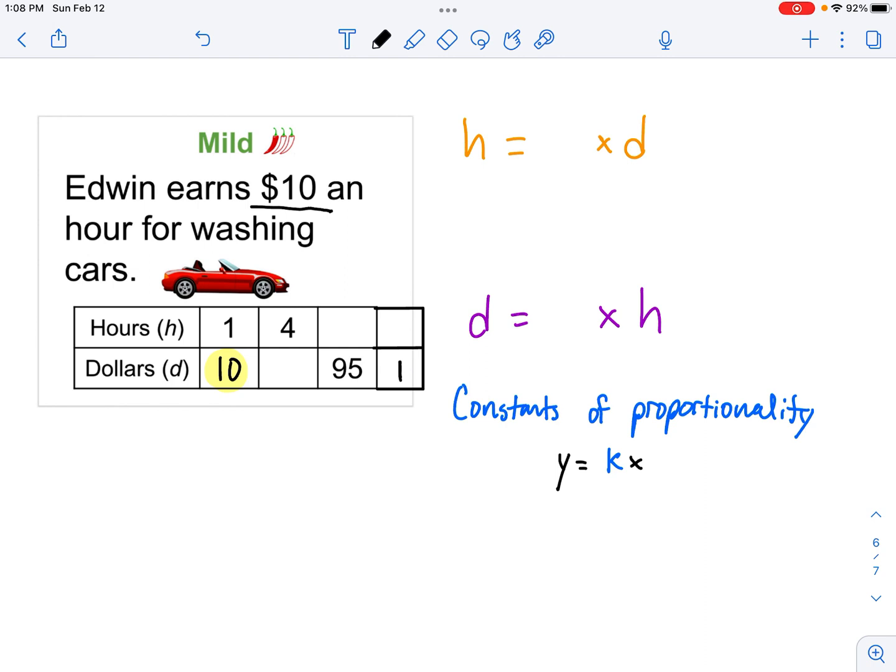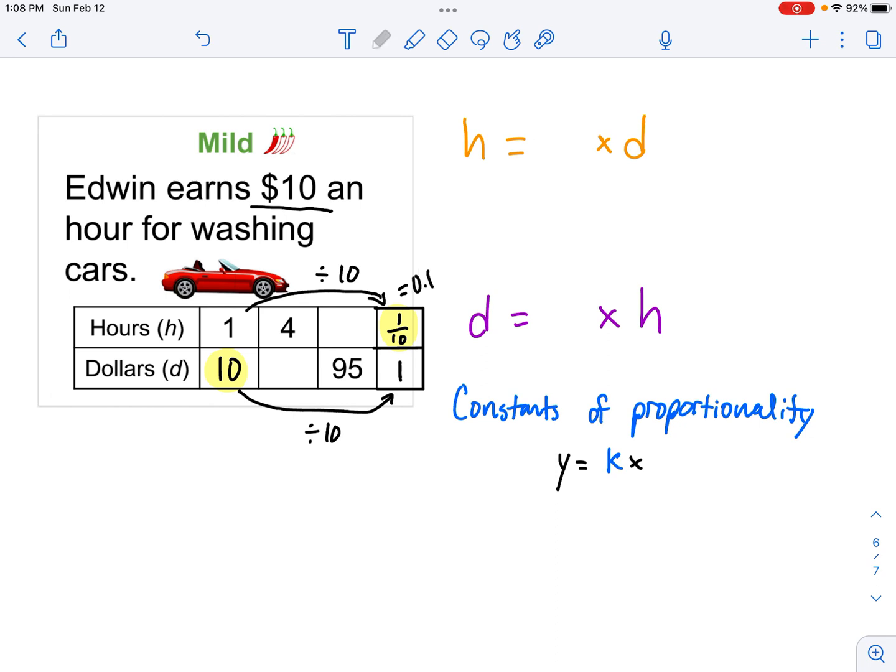So to figure out what that missing number is here, I can use the other values in my table. To get from 10 to 1, I can divide by 10. So I have to do that to the other value also. 1 divided by 10 is 1/10. That's the other constant of proportionality. That's also equal to 0.1.